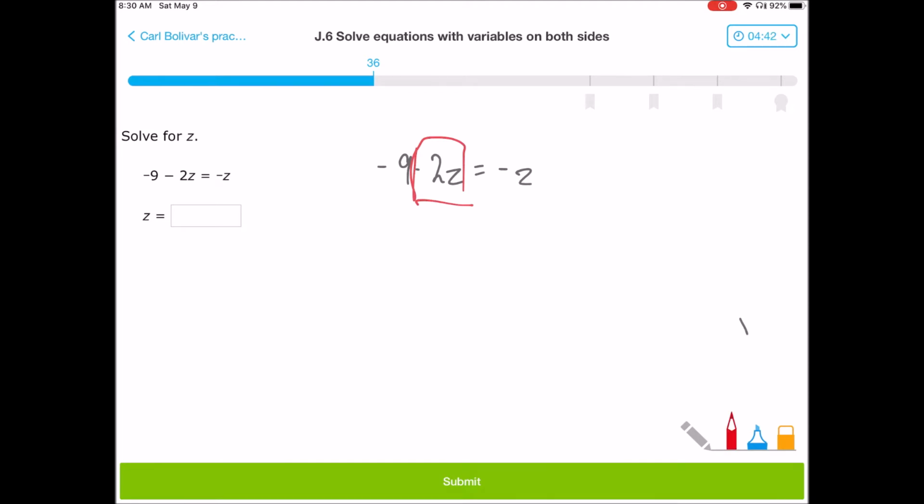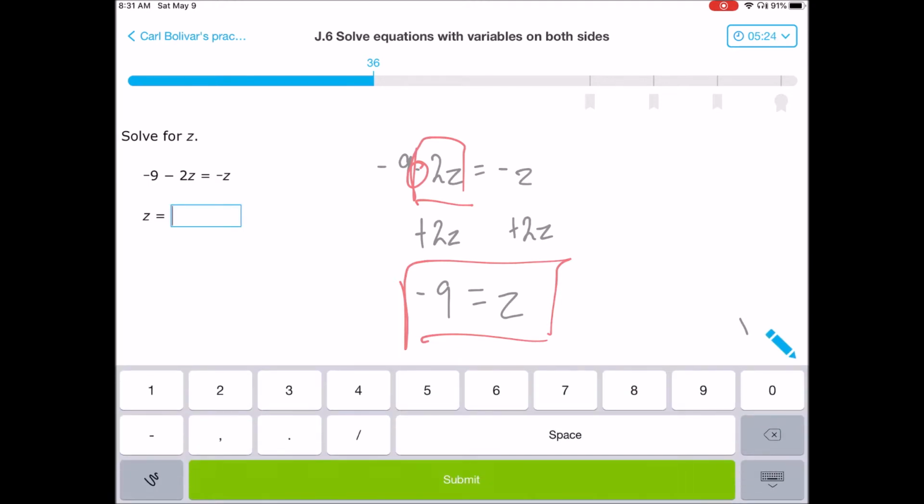So what I would do is find the opposite of this sign, which is addition, so I would add 2z to each side, and I get -9 is equal to -z plus 2z. Now, if we have -z, that's like -1z plus 2z, so that means our answer is 1z or z. Now we're going to divide. Oh no, we don't have to divide because this is our answer already. So -9 is our answer.